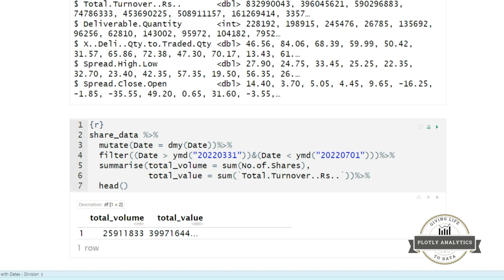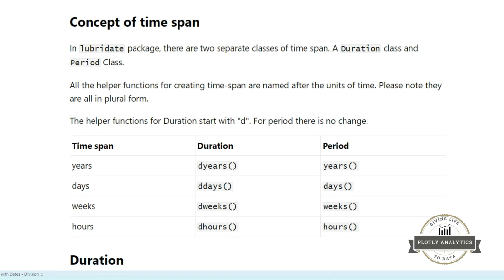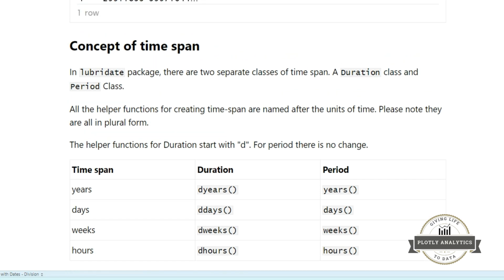Great. Now so far we have used subtraction, division and comparison arithmetic on datetime. In the next part of the video, we will try to understand the concept of time span. Now time span is a bit difficult concept to understand because you have two time span classes in the lubridate package. You have a duration class and you have a period class. So let's try to look at them closely. Let's first understand the syntactical difference between these two classes: how to differentiate whether the duration is being used or the period is being used in the analysis.